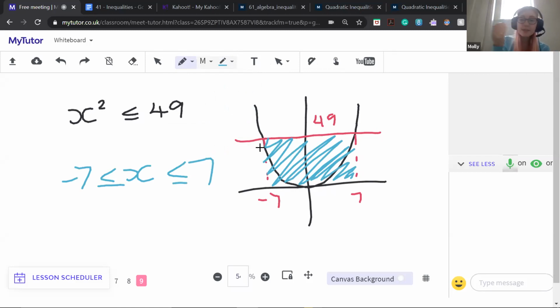If you're squaring something to get something smaller than 49, you want to square anything between minus 7 and 7. Otherwise, if it's anything bigger than 7 or smaller than minus 7, you're going to square to something like 64 or 81.